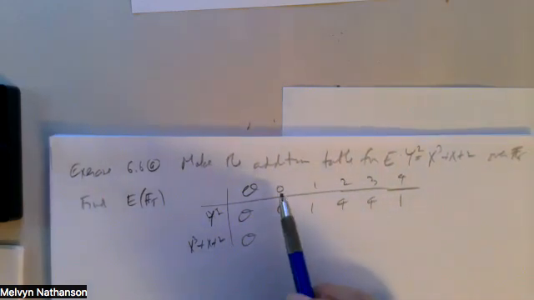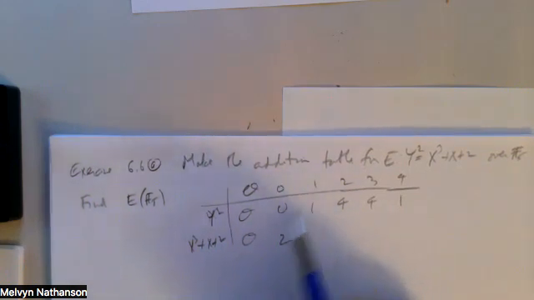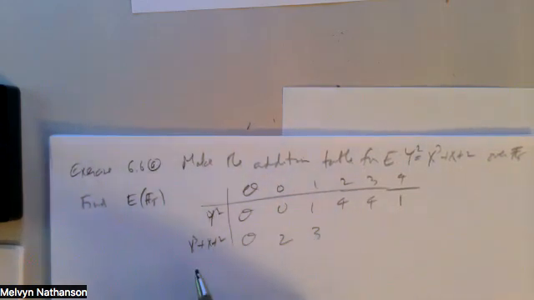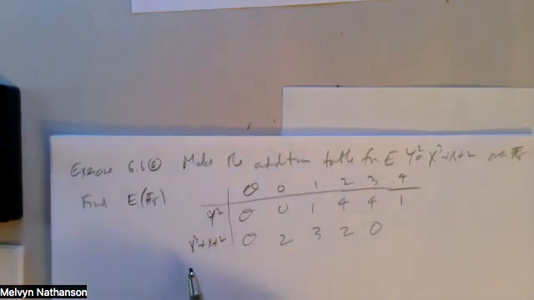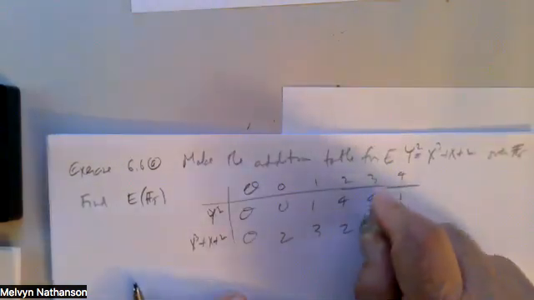X cubed plus x plus 2, when x is 0, this is 2. When x is 1, this is 3. When x is 2, this is 8, 10, 12, mod 5 is 2. When x is 3, this is 27 plus 3. I'm not sure, let me double check my work.